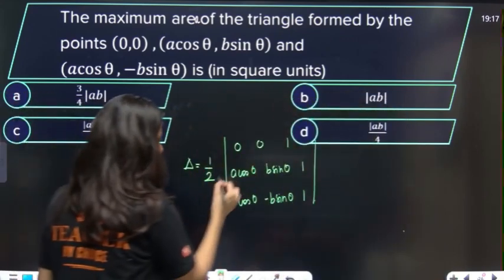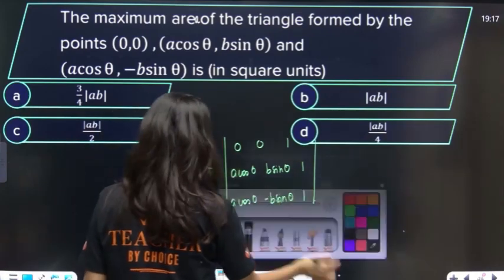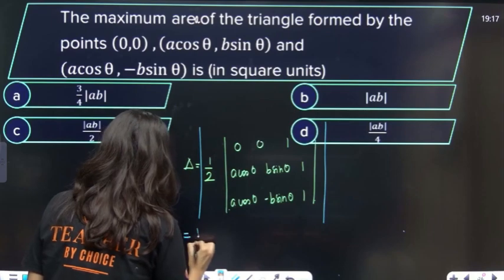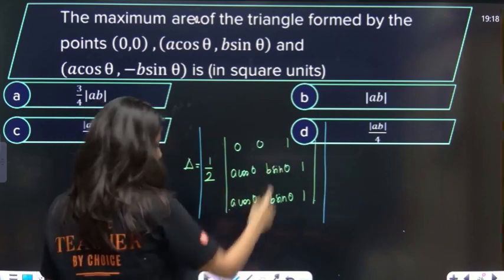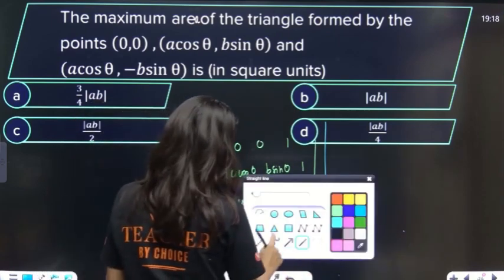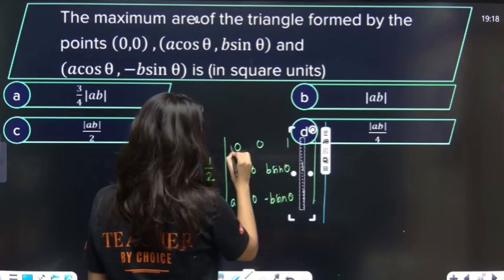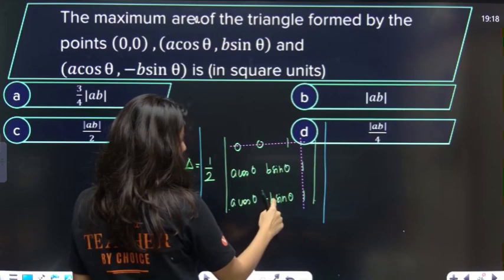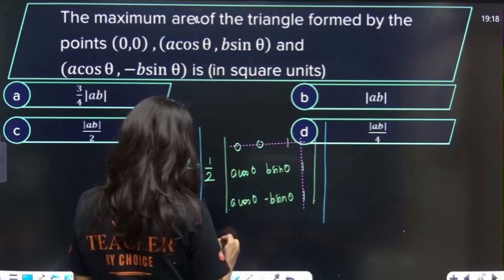Now, there is obviously a modulus involved over here. So there is this modulus. Don't forget the modulus. So delta is equal to half. Now, just open it right away. So this is 1, minus AB cos theta sin theta.